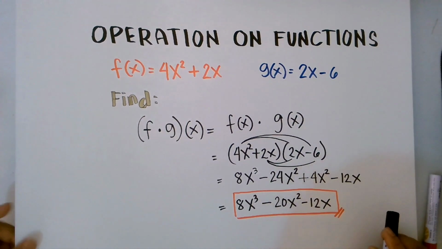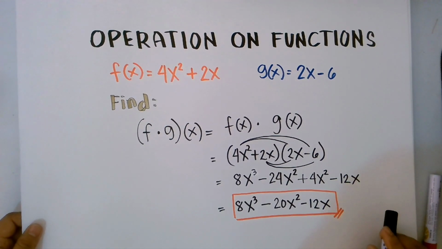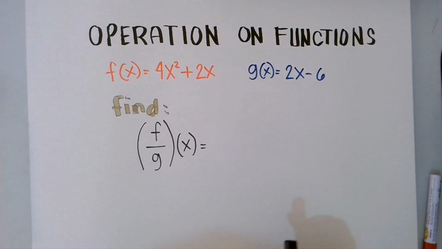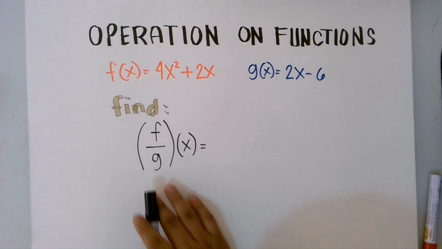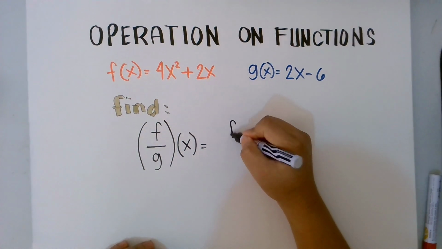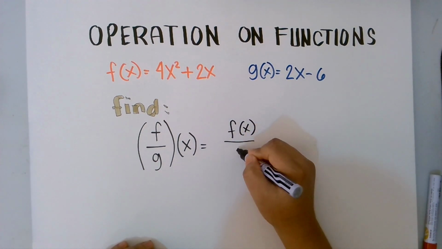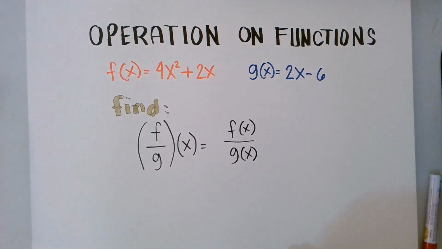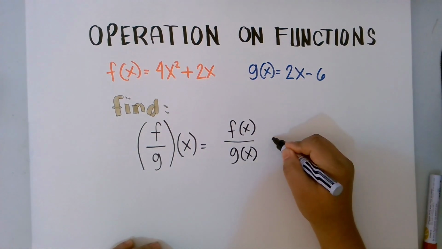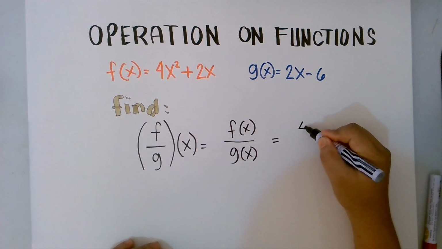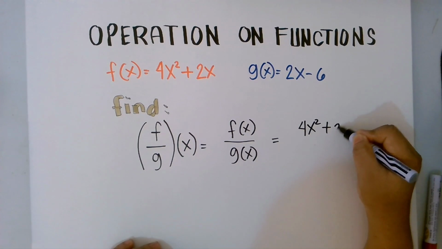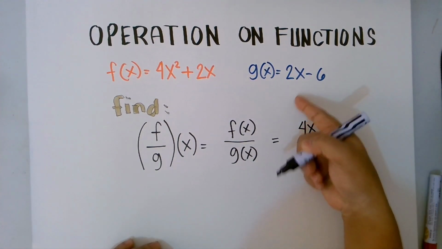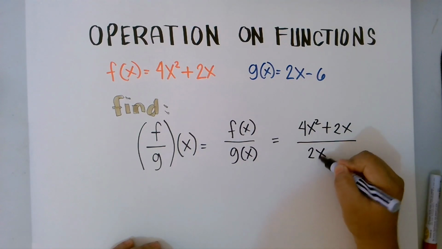Okay, so let's go ahead and try the other example, example number 4. Okay, so we have here f divided by g of x. That's the quotient of functions. No? So it will be f of x over g of x. Okay, so let's just substitute the given functions. So for f of x, that is 4x squared plus 2x. And the g of x is 2x minus 6.